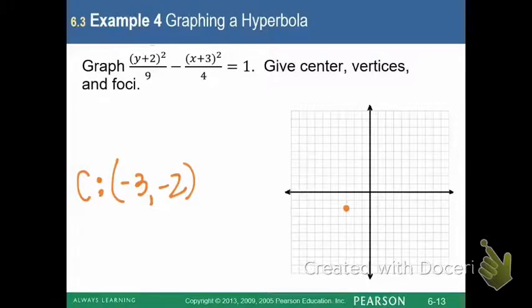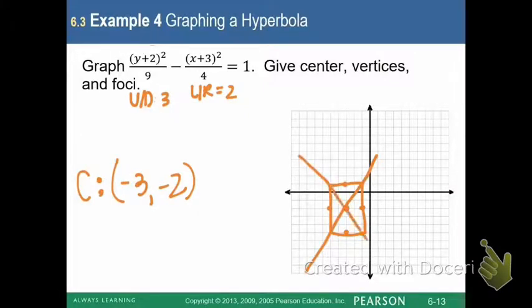Look under the x's to tell you left and right. Again, take the square root, so we're going to go left and right 2. Up and down, you look under the y's, so up and down, take the square root, so up and down 3 units. From here, you're going to go ahead and draw your rectangle. Again, do your best to draw your asymptotes, cutting through the corners and the center.